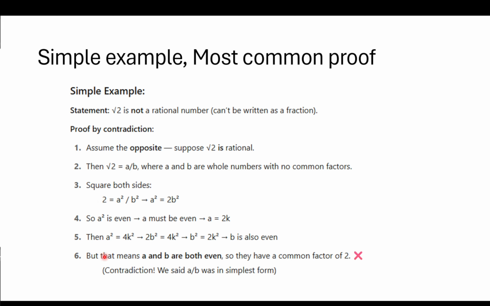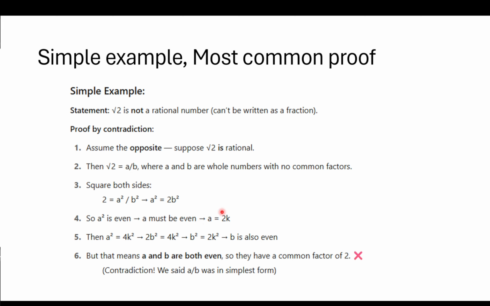Now this is a bit of a memorization thing here. So you just want to say, okay, 2 equals a squared over b squared. A squared equals 2b squared. Okay, so that means that a squared is even. That must mean a must be even as well. So a equals 2k. Then a squared equals 4k squared. Okay, so what we did, we just squared both sides. So that means that 2b squared equals 4k squared. b squared equals 2k squared. So b must also be even.